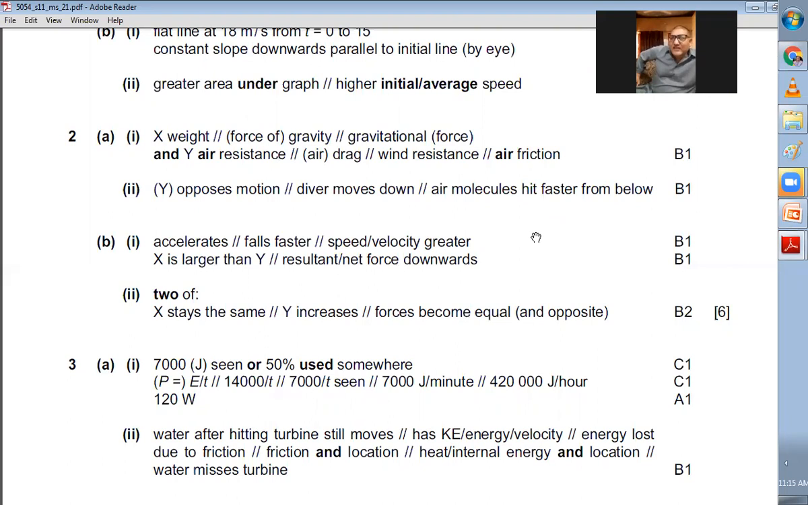So at the start, I told you that the weight does not change, so weight remains the same. But there will be weight and the Y value will be 0 at the start. So the resultant force will be downward. That's weight minus the resistance. That will be maximum and downward. So the body will accelerate downward. So its velocity will increase.